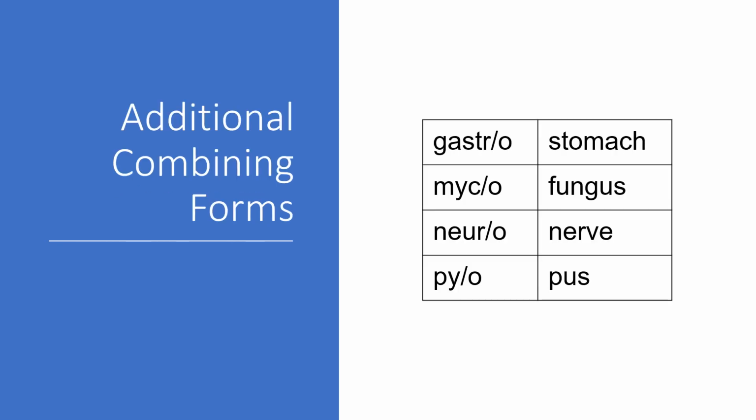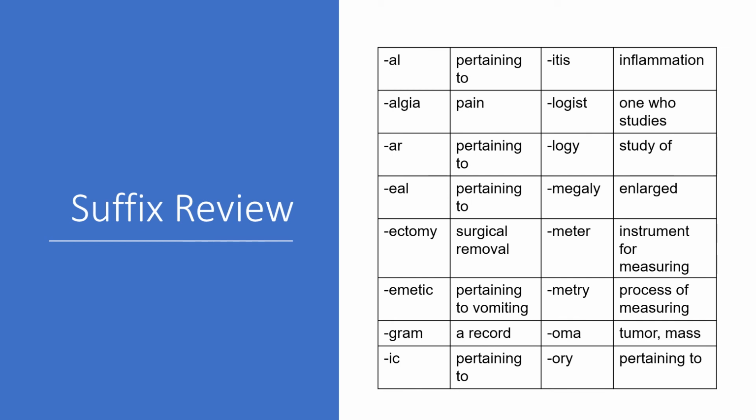And here are some additional combining forms that'll help you with this chapter. Gastro stomach, myco fungus, neuro nerve, pyo pus. Okay, again, reviewing some suffixes. Al pertaining to, algia pain, ar pertaining to, eo pertaining to, ectomy surgical removal, emetic pertaining to vomit, gram a record, ic pertaining to, itis inflammation, logist one who studies, logy the study of, megaly means enlarged, meter is an instrument for measuring, metry is the process of measuring, oma is a mass or a tumor, ory is pertaining to.